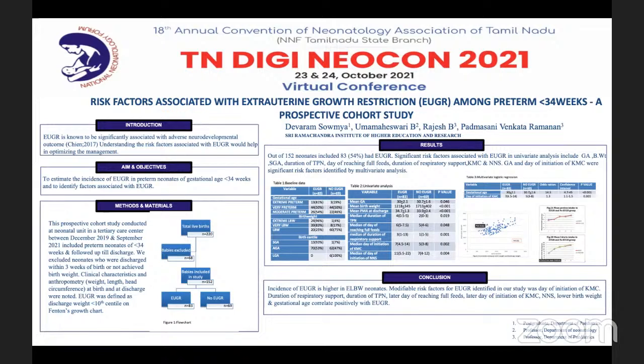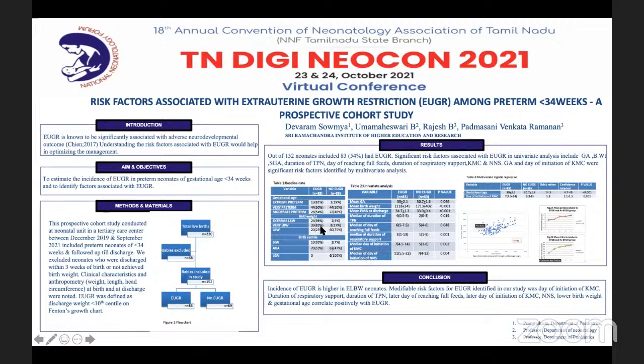Out of a total of 220 preterms less than 34 weeks born, 152 were included in our study and 68 were excluded. The reasons for exclusion were discharge before 34 weeks or before regaining birth weight, transfer of the newborns to other units, or death before 34 weeks. And out of the 142 neonates included in our study, 83, that is 54%, had extrauterine growth restriction. The significant risk factors associated with EUGR in univariate analysis included gestational age, birth weight, SGA, duration of TPN, day of reaching full feeds, duration of respiratory support, day of initiation of KMC, and day of initiation of NNS. In multivariate analysis, we found gestational age and day of initiation of KMC to be the significant risk factors.